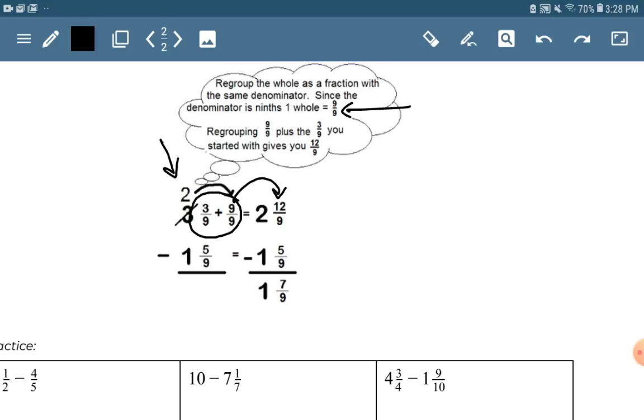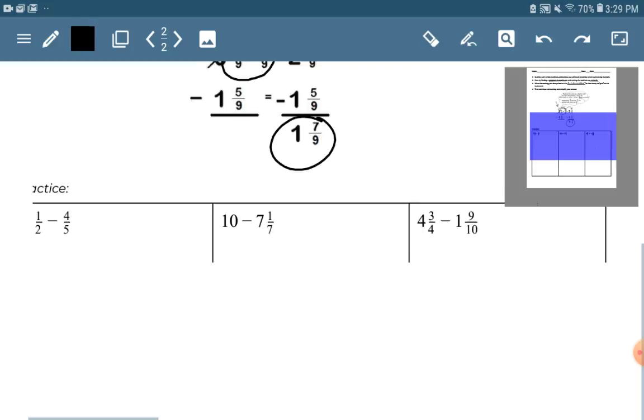3 plus 9 on the top is 12. Our denominator stays the same. Now our new problem is 2 12/9 minus 1 5/9. We can continue subtracting. 12 minus 5 is 7. Our denominator stays the same, which is a 9. And 2 minus 1 is 1 for our whole number, making our final answer 1 7/9.